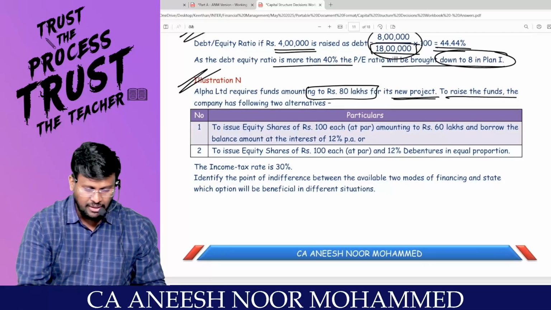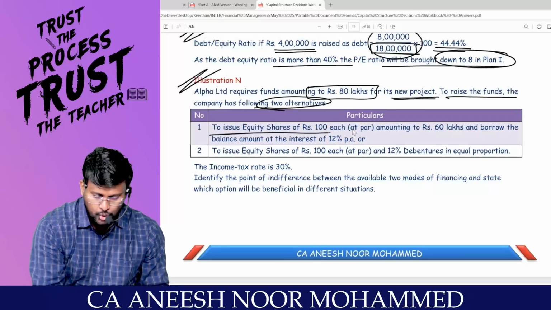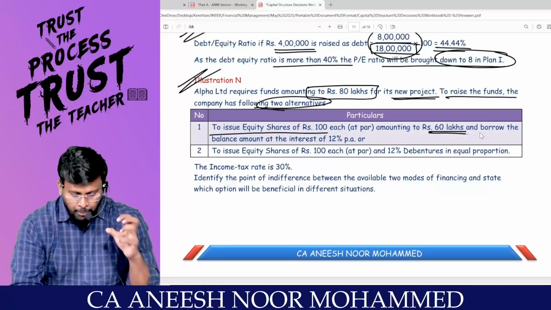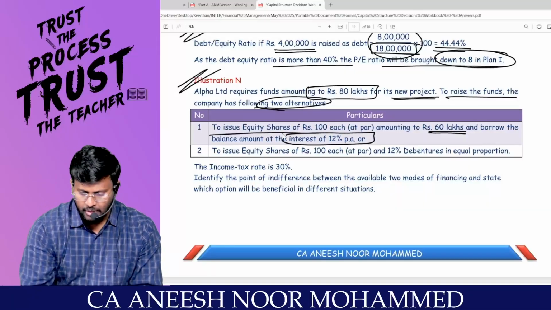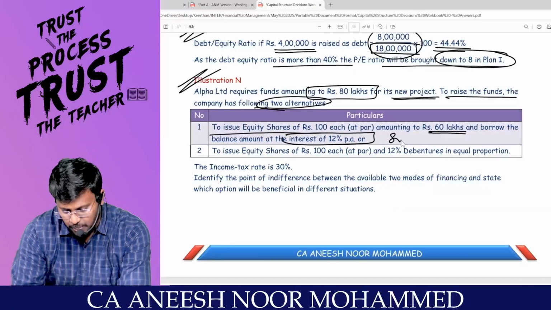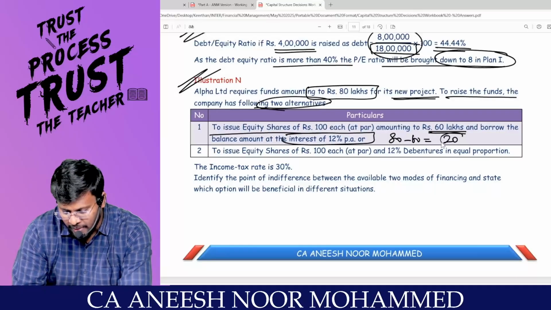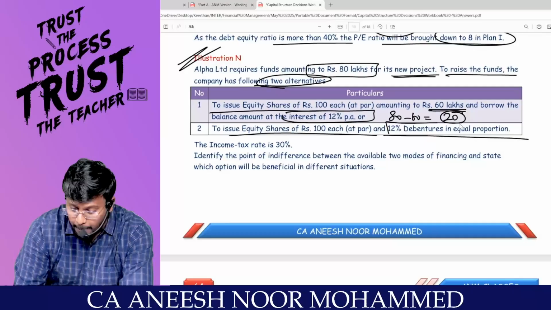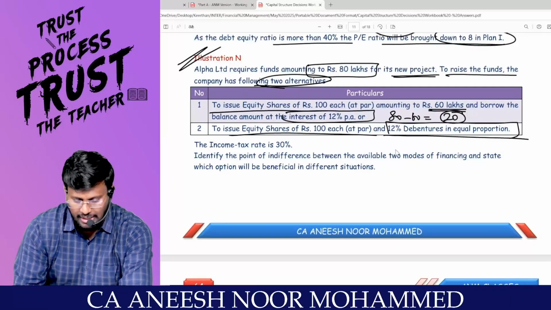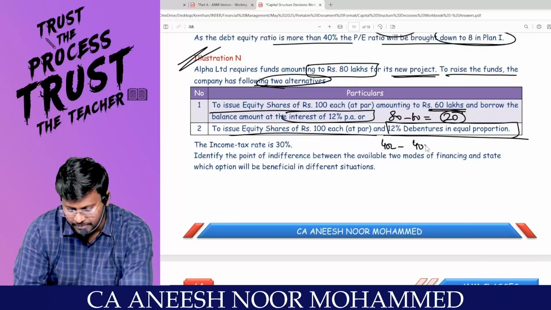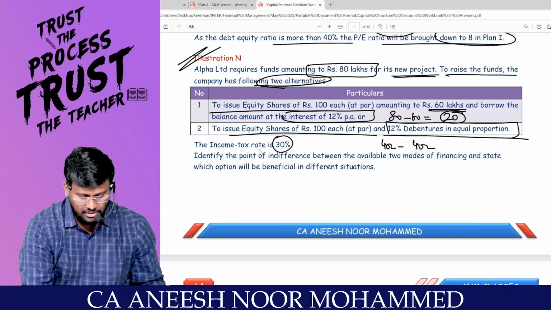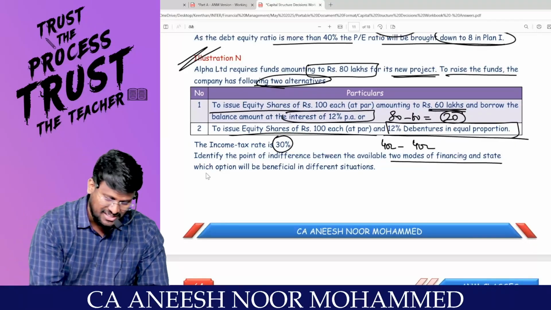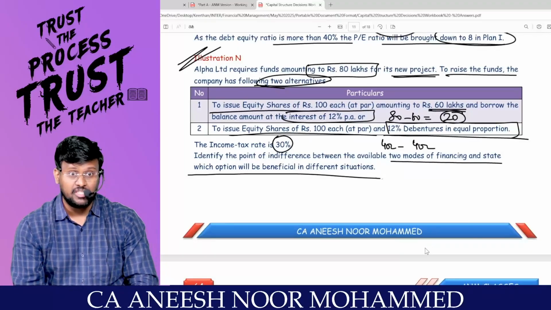To raise the fund, the company has the following 2 alternatives. First, issue equity shares at par amounting to 60 lakhs and borrow the balance amount of 20 lakhs by way of debt at the rate of 12%. Or second, issue equity shares and 12% debentures in equal proportion, that means 40 lakhs equity. Income tax rate is given. Identify the point of indifference between the two available models of financing. Which option will be beneficial in different situations?